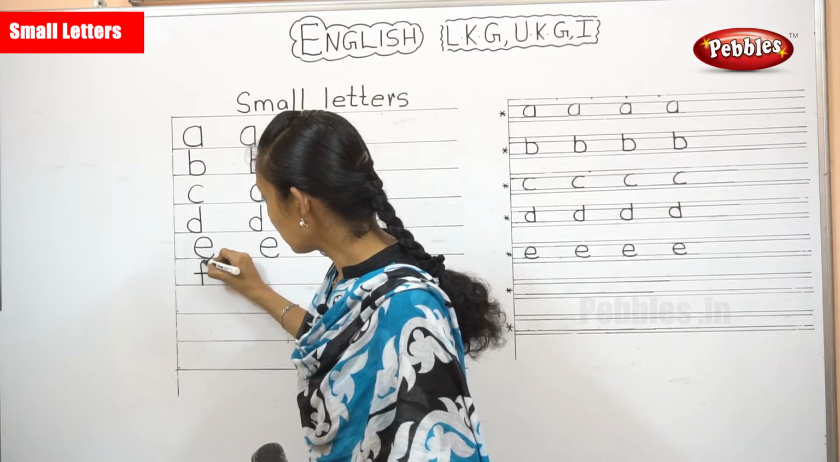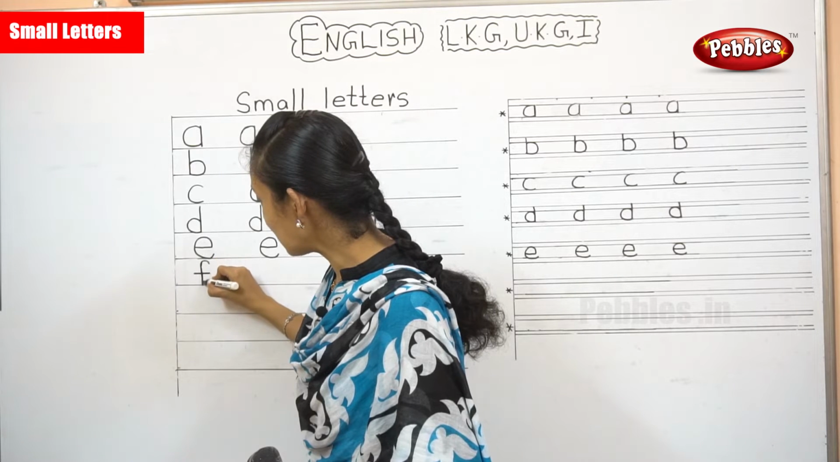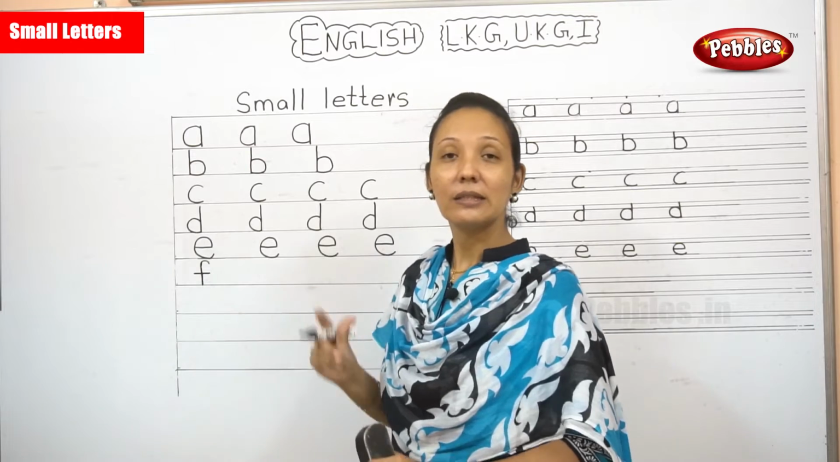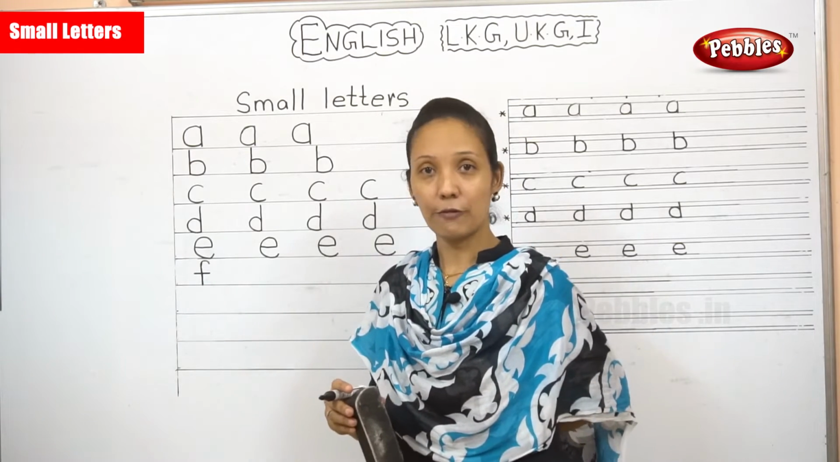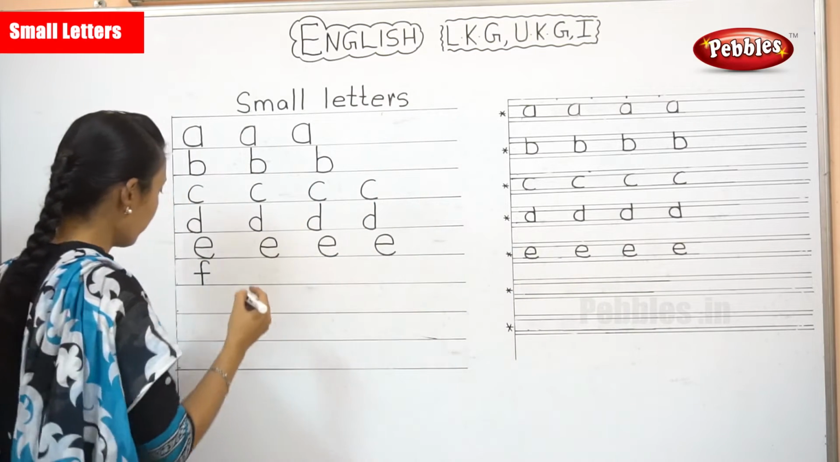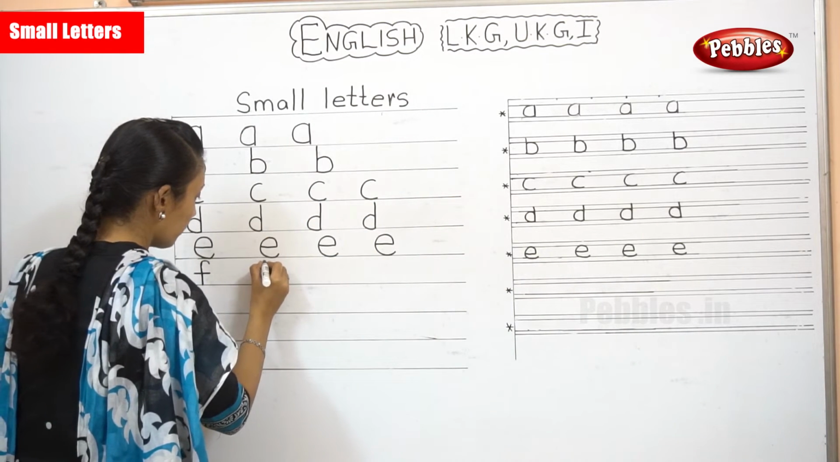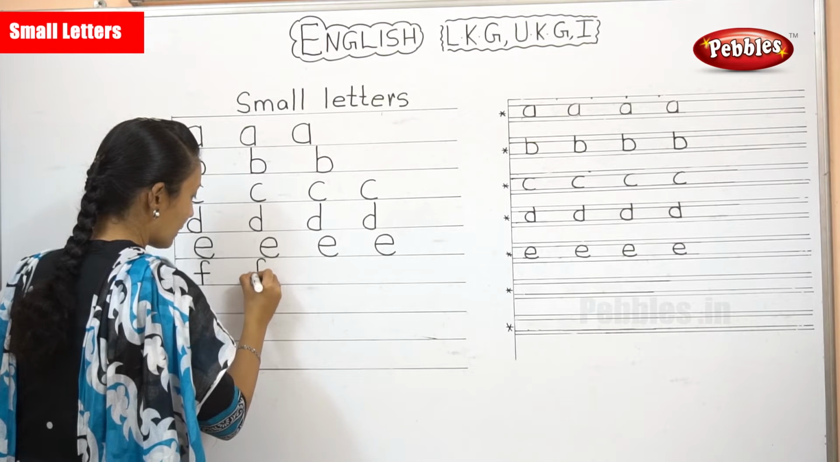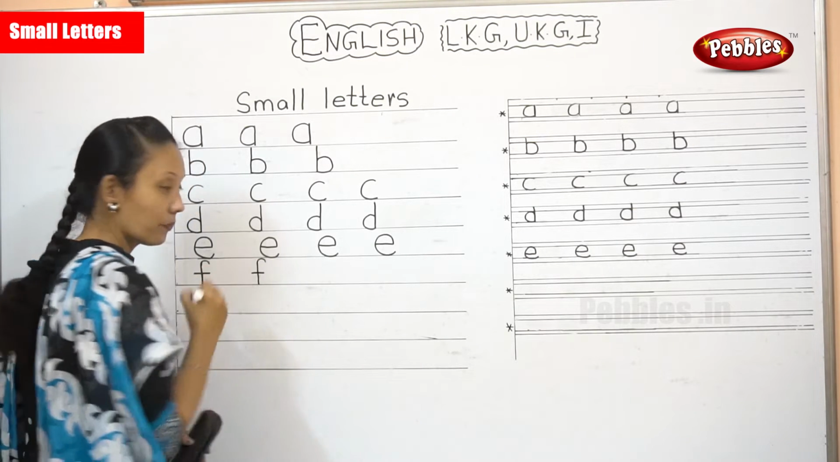You give a small curve and again a standing line, and in the middle it's a sleeping line. This is called small F. What alphabet this is? Small F. Shall we write it once more? A small curve, you come down and a sleeping line in the middle.